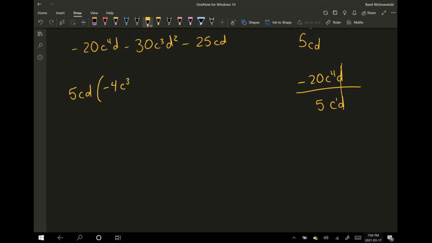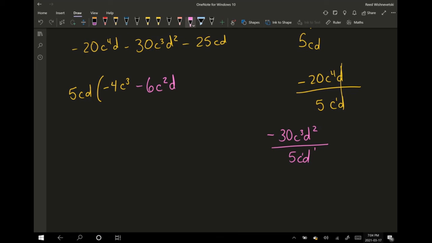All right. So our next term here we're going to work with is, we're going to change colors for you, negative 30c cubed d squared. We're going to divide that again by 5cd. Negative 30 divided by 5 is going to give us negative 6. Now again, remember our exponent rules. We have c cubed divided by c to the 1, so 3 minus 1 gives us c squared. Now we have d to the 2 divided by d to the 1. Again, remember those exponent rules. We're going to do 2 minus 1. We're left over with 1d.